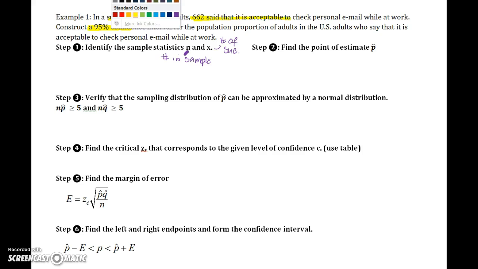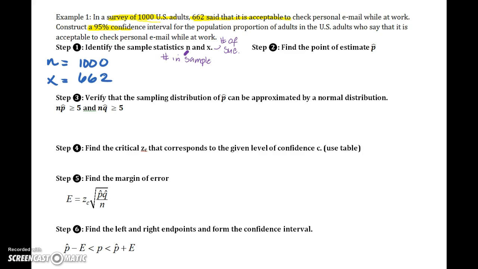Okay, did you do what I did? In the survey of 1,000 US adults, 662 said that it's acceptable, and 95% confidence interval. So identifying things for number 1, if N is the number in the sample, well, they said that we did 1,000, so hopefully we agree there. And then X is the number of successes, so 662 said that it's acceptable to check your personal email at work. I don't know if Miss Riley is part of this survey, so I'm going to not check mine.